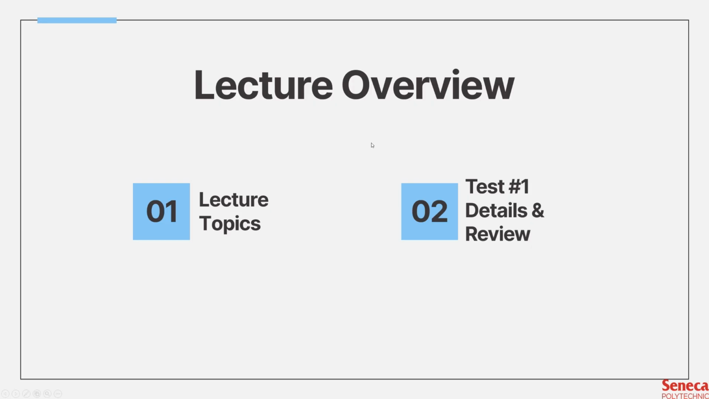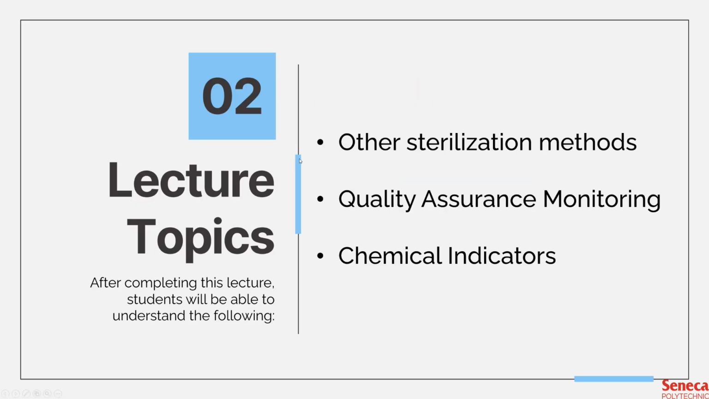So today we're going to be looking over other sterilization methods aside from steam, hydrogen peroxide, anything that we've already looked over, quality assurance monitoring, and chemical indicators.